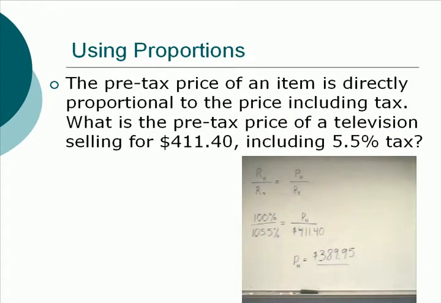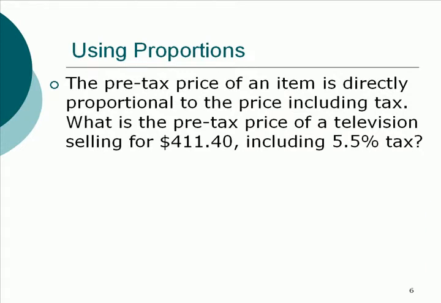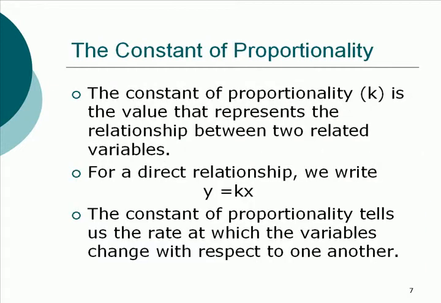Okay. Now, the constant of proportionality is basically a value that ties the two variables together. If we had two variables, x and y, that were directly related, like the ones that we've had so far, we would say that y is equal to k times x. And k is usually just a rate.